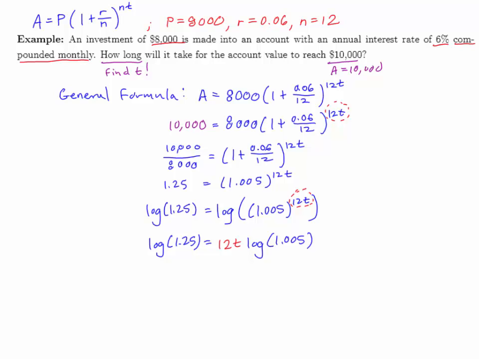So what I have left is I just need to divide each side by 12 and by log of 1.005. So doing so, this left-hand side will be log of 1.25 divided by 12 times log of 1.005. And the right-hand side will just be t when I divide it by 12 and by log of 1.005. So if I approximate that, and that's something I do in my calculator, I'd get that t is approximately 3.73.